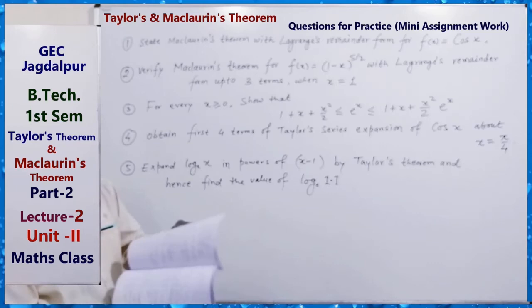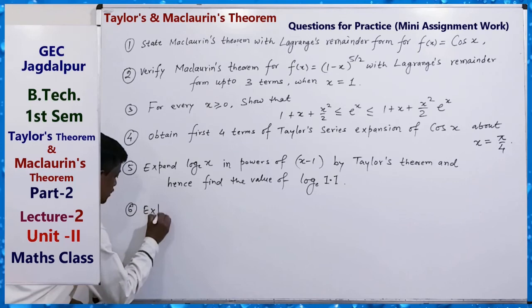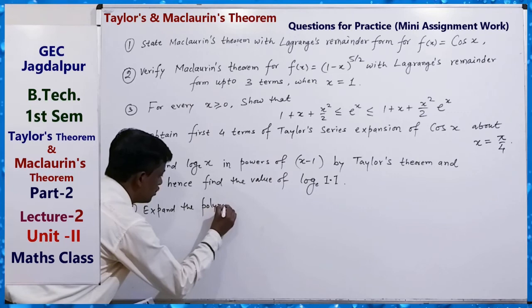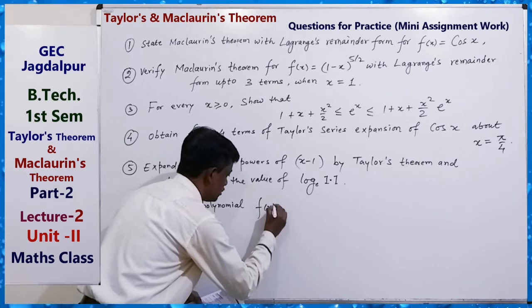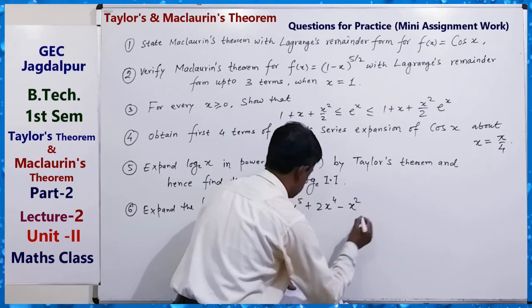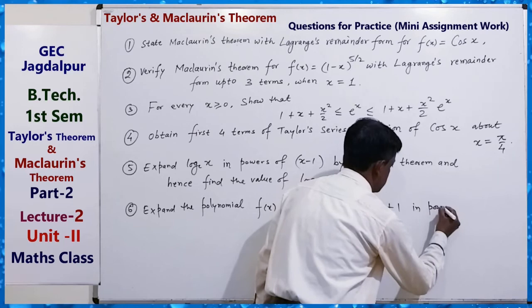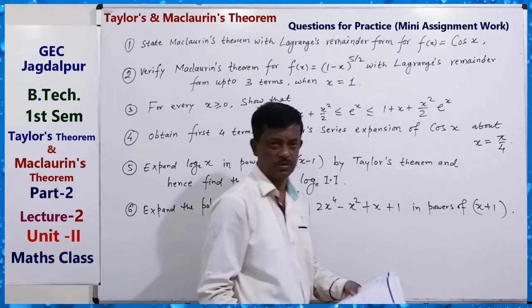And similarly, question 6. Expand the polynomial f(x) equals x to the power 5 plus 2x to the power 4 minus x square plus x plus 1 in powers of x plus 1. Just use Taylor's expansion, okay? Taylor expansion series here.